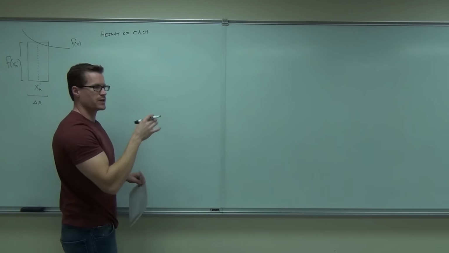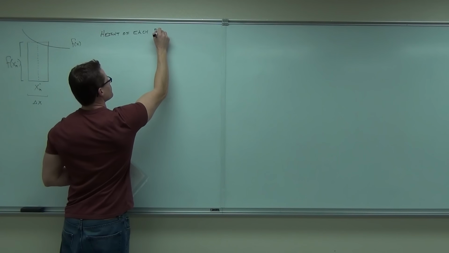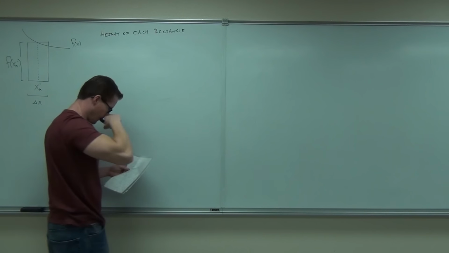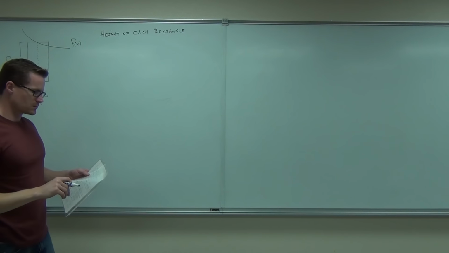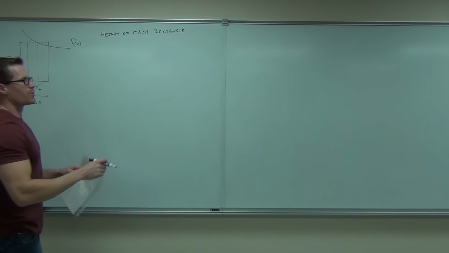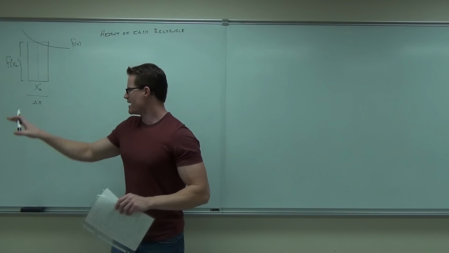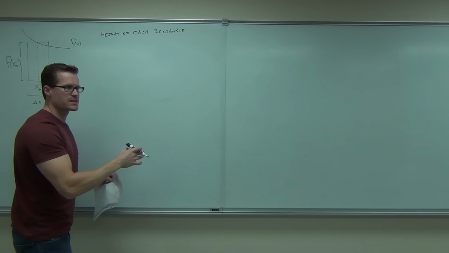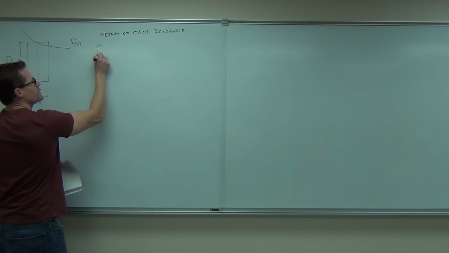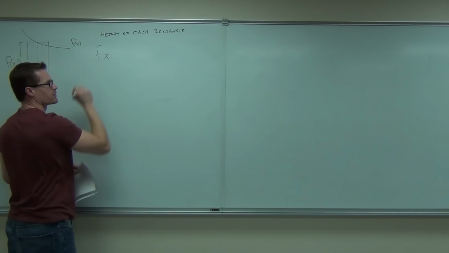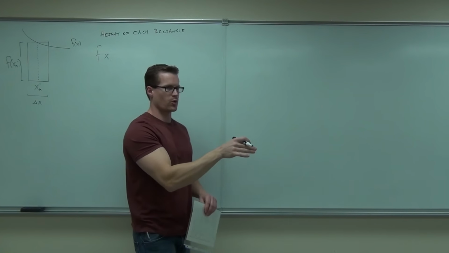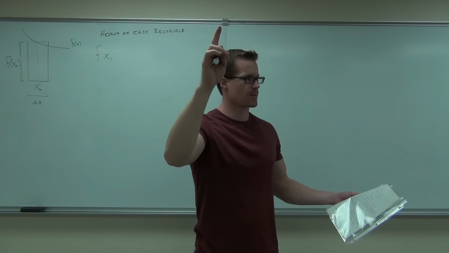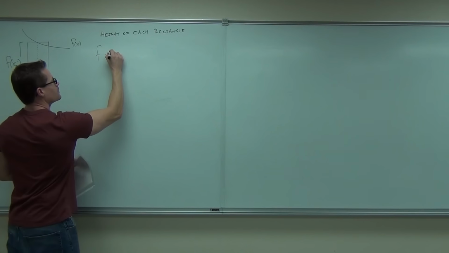Let's talk about the height of each rectangle. Since we already did this, we know the height of the first rectangle. Every single rectangle we could think of has this height. What's going to be the height of the first rectangle? Well, let's look at it. It'd be f of x1 dot. Whatever the first arbitrary point is, we go up to that height. That's the height of the rectangle. Make sense? That'd be the first rectangle.